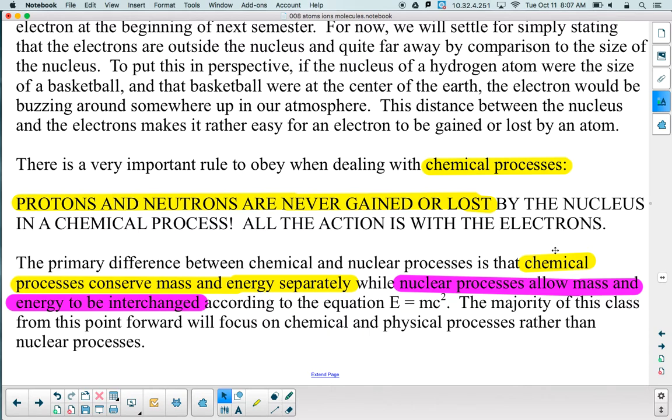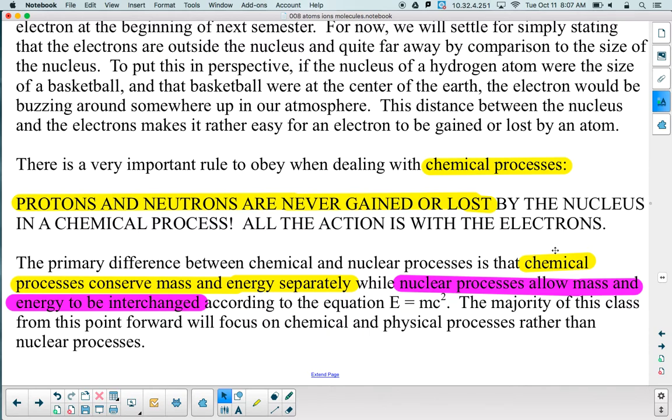Now, this is a change in mindset from last unit, because last unit we dealt with the nucleus, and you were allowed to change how many protons and neutrons as the nucleus underwent radioactive decay, or fission, or fusion. But here in our chemical processes unit, all the action is going to be with the electrons.